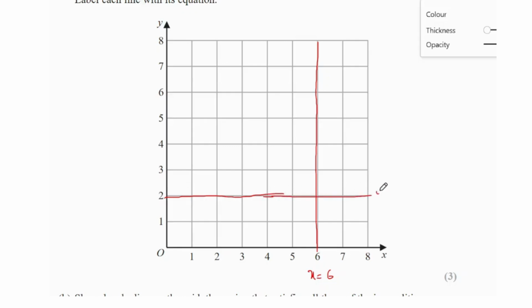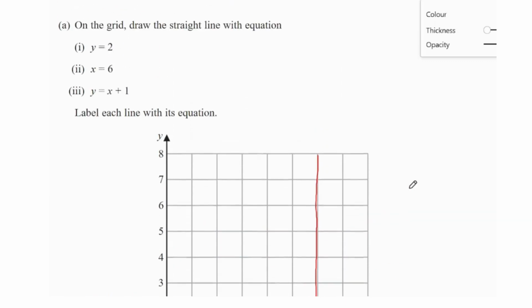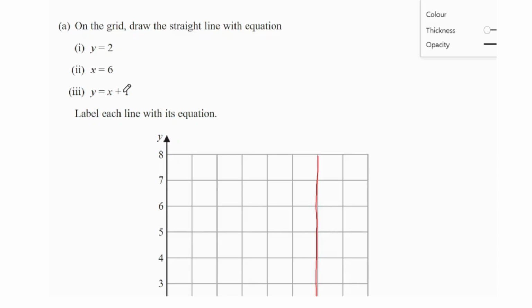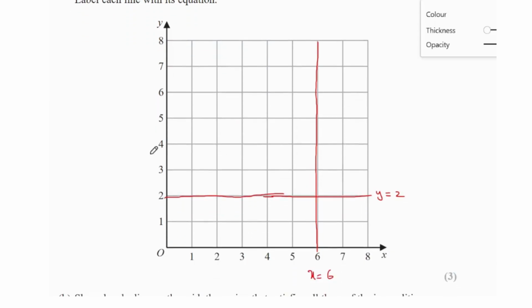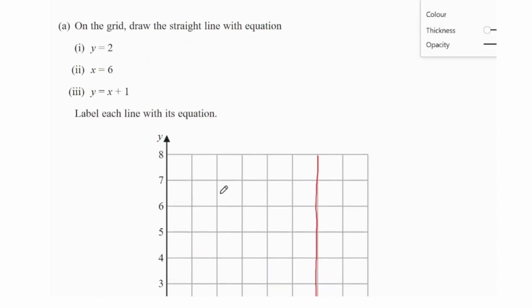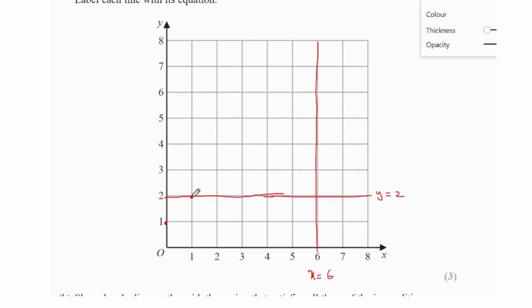So this line is y equals 2, and then they said draw the straight line with equation y equals x plus 1. When x is 0, y is 1. When x is 1, y is 2. When x is 2, y is 3. When x is 3, y is 4. When x is 4, y is 5. When x is 5, y is 6. When x is 6, y is 7. When x is 7, y is 8. Okay. I'm going to join these points with a straight line.